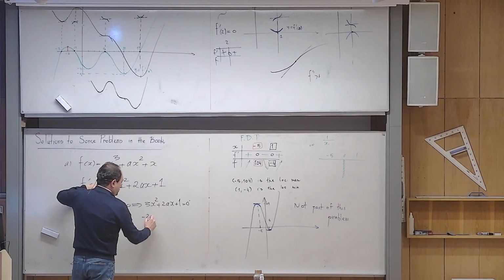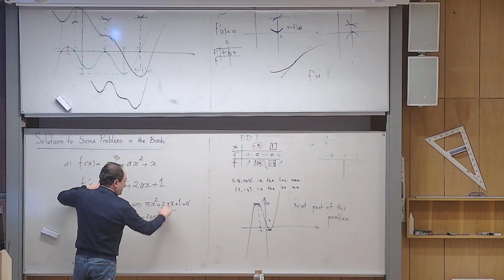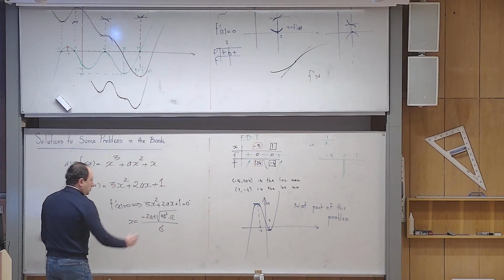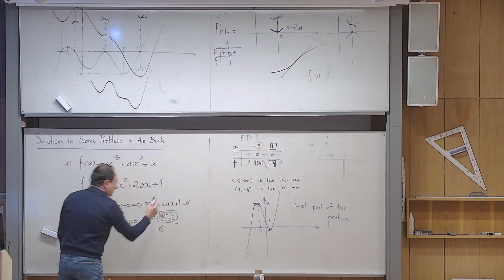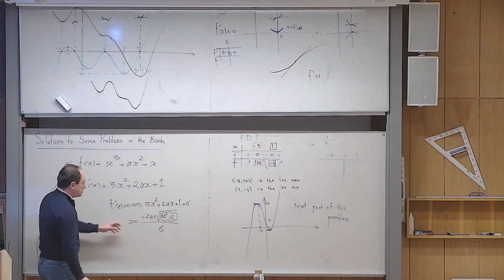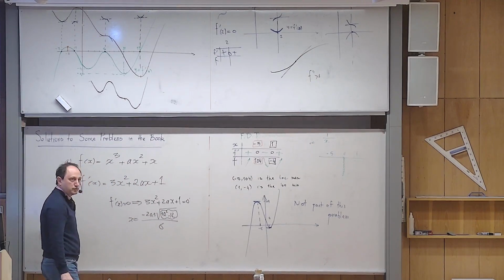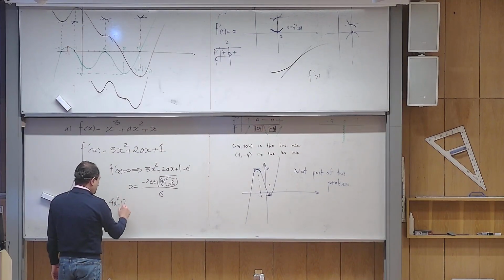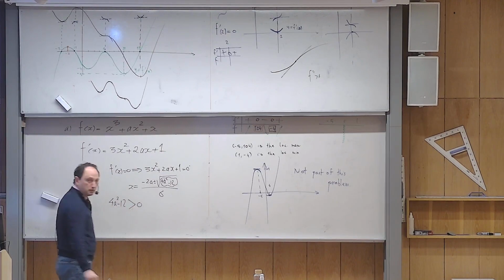So it becomes minus 2a plus or minus the square root of this one to the power 2, and then minus 4 times that one, which is 12, divided by 6. This is your x. Okay, you only care about this part, because you don't want to find x, you want to force this equation to have 2 roots. So this means that 4a squared minus 12 should be strictly positive.